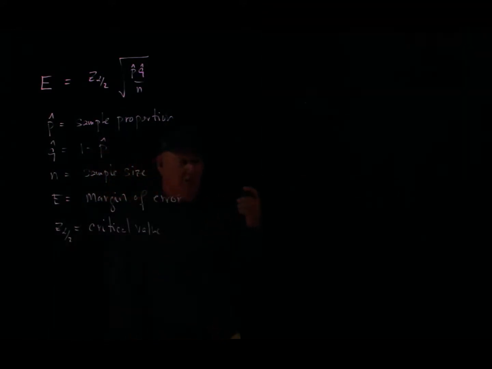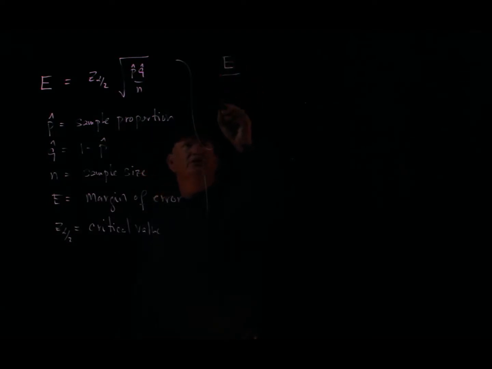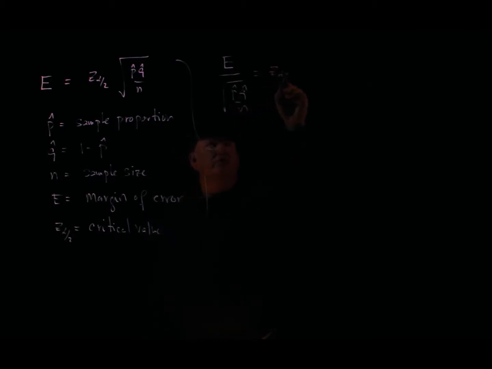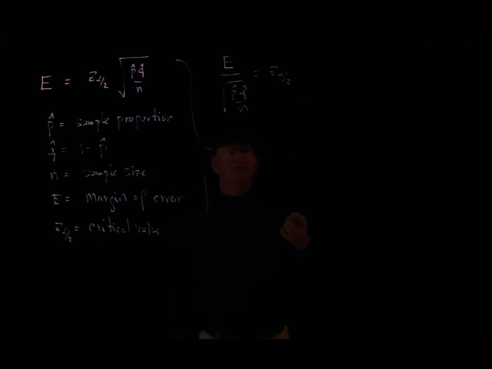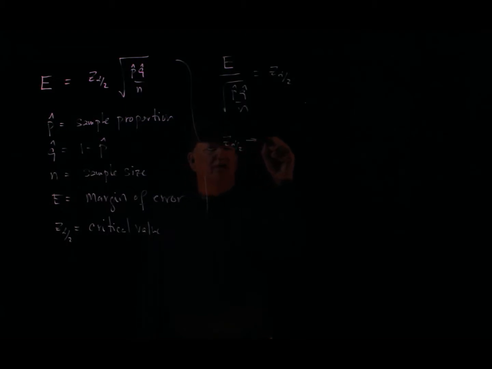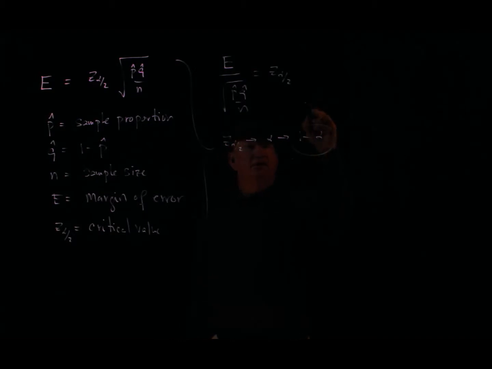What we're going to do is calculate z alpha over 2 by just turning this inside out. I'm going to put the square root over on the other side, and I'm going to write this equation as E over the square root of p hat q hat all over n is equal to z alpha over 2. We're going to calculate z alpha over 2. From that, we're going to find alpha, and from that we're going to find 1 minus alpha, the level of confidence. That is the level of confidence which we're being asked for. So let's get to it.